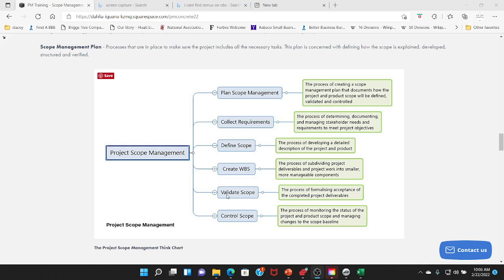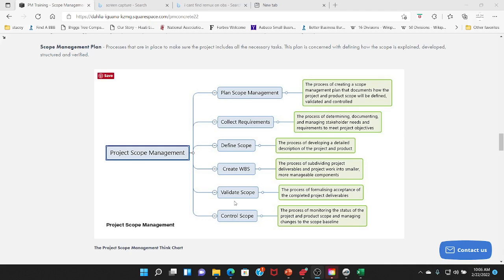Okay, so define scope, WBS, validate scope. What's the process? These are all like, okay, these are things we have to do. So what's the process that we're going to use in order to do it? And again, to control the scope, what's the process that we're going to do? The process of monitoring, how we're going to go about doing it. Okay, so these are all larger items, right, that we are creating a process for.